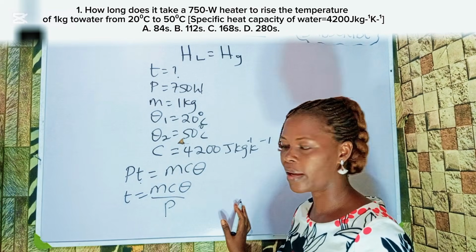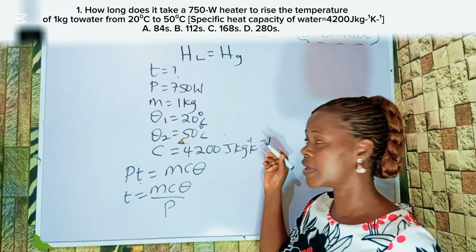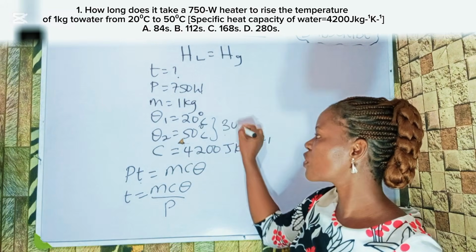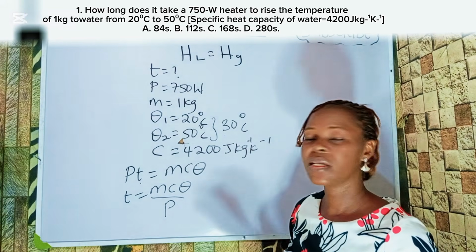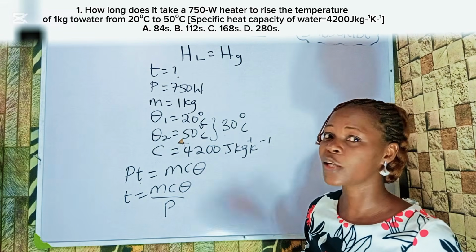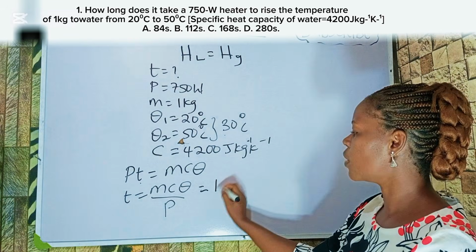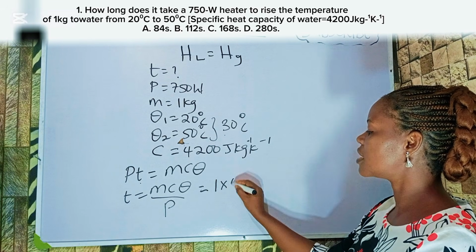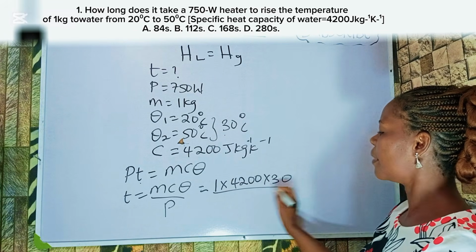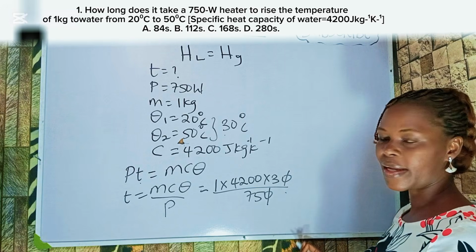So let's put in what we have. Before we can solve, for us to get theta, we must find the temperature difference, that is theta 2 minus theta 1, which gives 30 degrees Celsius. In this topic, we don't convert to Kelvin, because even if you convert, the difference is still the same. So let's solve. My mass is 1, multiplied by my specific heat capacity of 4200, my change in temperature is 30, then my power is 750.